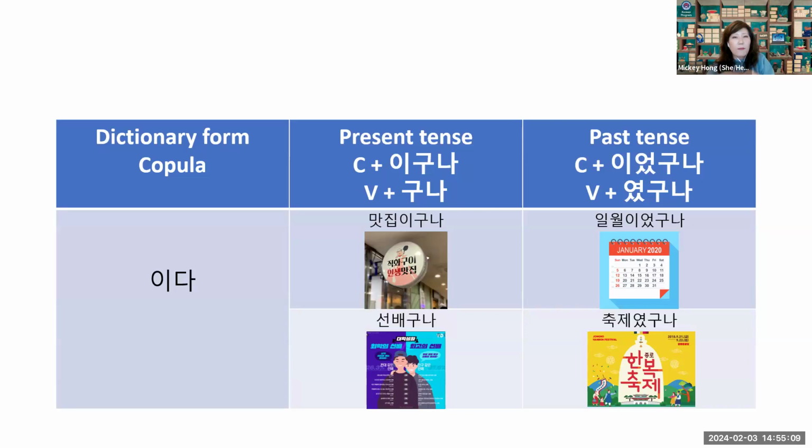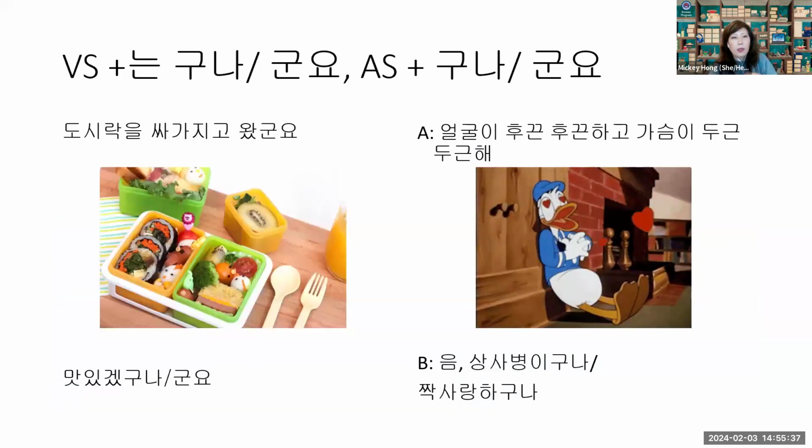이다 is copula. 맛집이구나. So this is a tasty place. 선배구나. Oh, it's a class senior. 1월이었구나. So referring to something that you observed was in the past, it was January. 축제였구나. Oh, it was a festival. So it's neutral, like, oh, I see what this is. 도시락을 싸가지고 왔군요. You packed your lunch. 맛있겠구나. 맛있겠군요. So it's a future observation, conjecture. It must be delicious. Okay.